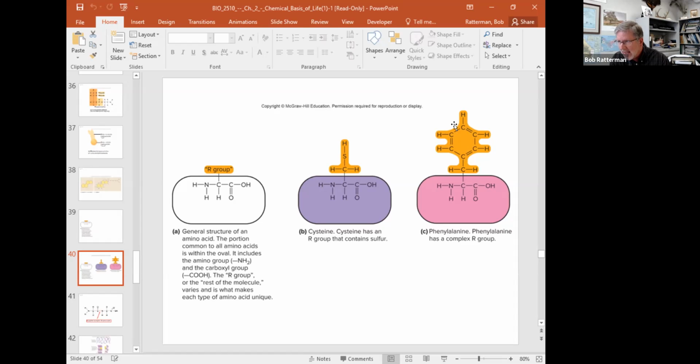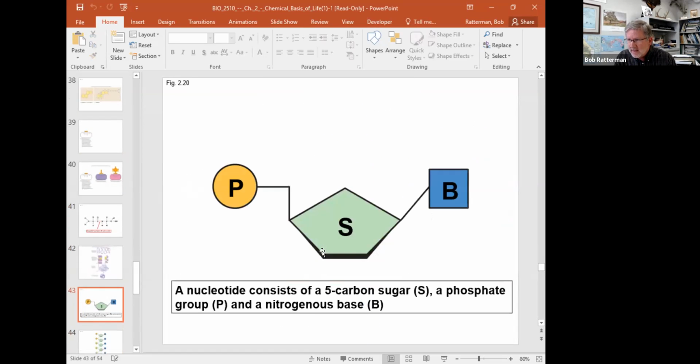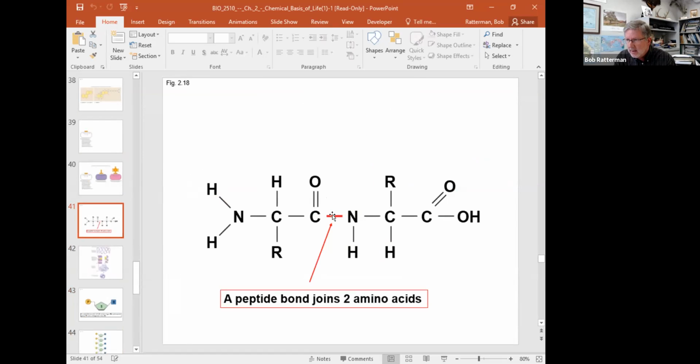But look at phenylalanine. It's got a ring to it. It looks almost like a sugar, doesn't it? In fact, it could very well be a sugar. And so the 20 amino acids are unique from one another because there are 20 different R groups attached to that central carbon.